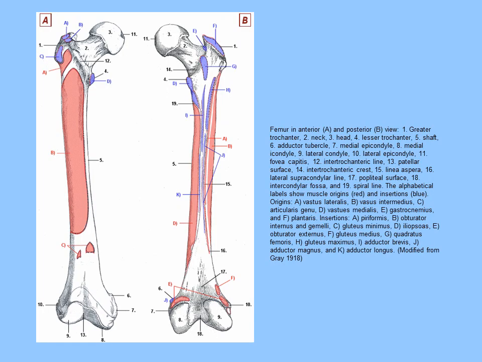The other component of the hip is the femur. Here is the head of the femur, the neck of the femur, and we have the greater trochanter and the lesser trochanter, which serve as a major site for muscle attachments of the hip.